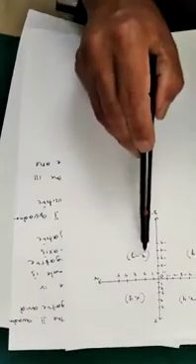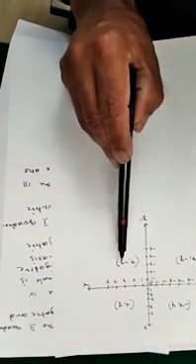Second point, (3, -1). The point (3, -1) lies in the fourth quadrant because its x coordinate is positive and its y coordinate is negative. So according to this, x positive and y negative will be in the fourth quadrant.